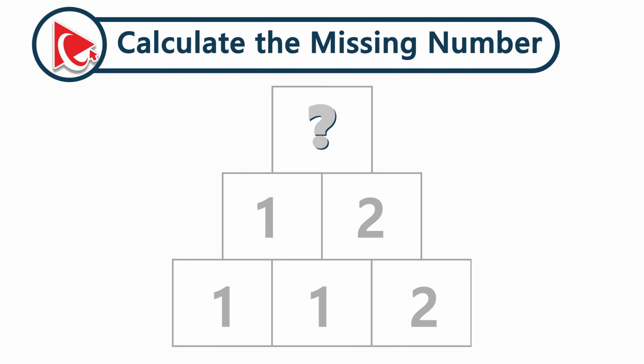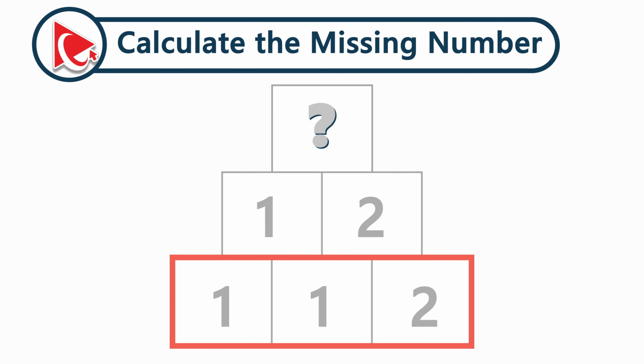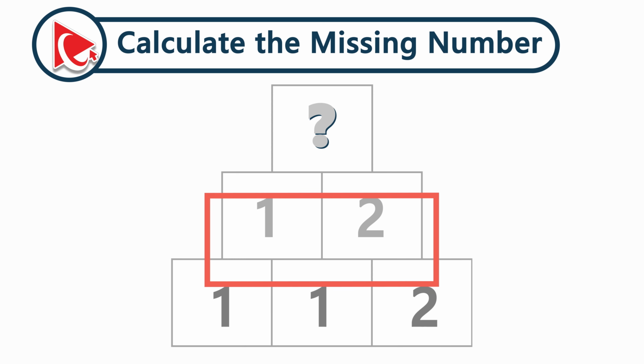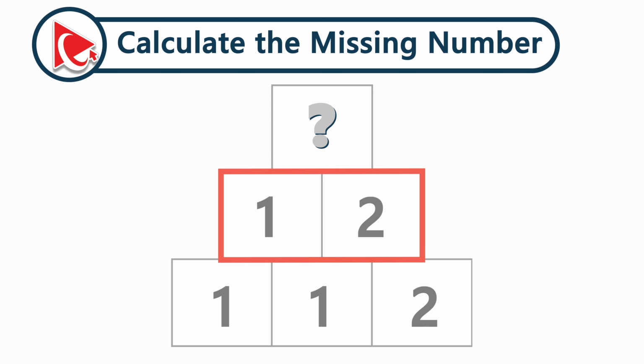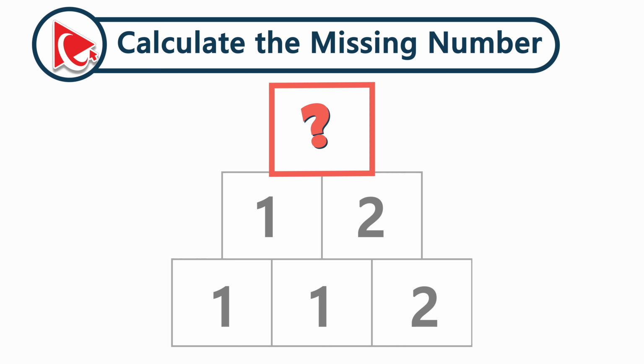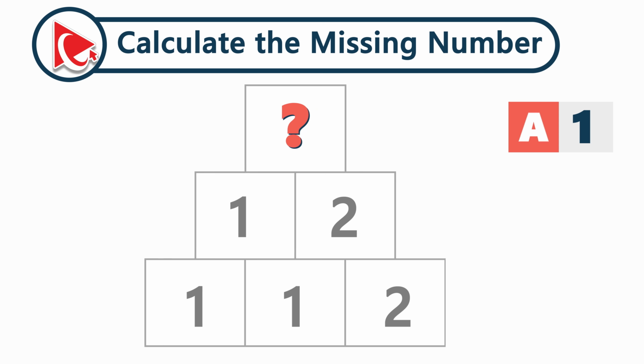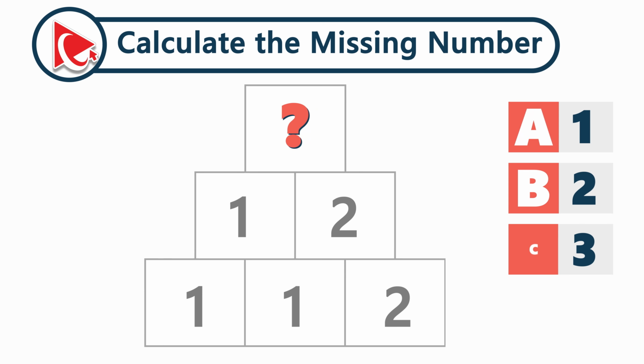Consider the following pyramid. The bottom row of the pyramid has numbers 1, 1, and 2. Middle row has numbers 1 and 2. And the top number in the pyramid is missing. You need to calculate the missing number and select your answer out of 4 possible choices. A1, B2, C3, or D4.